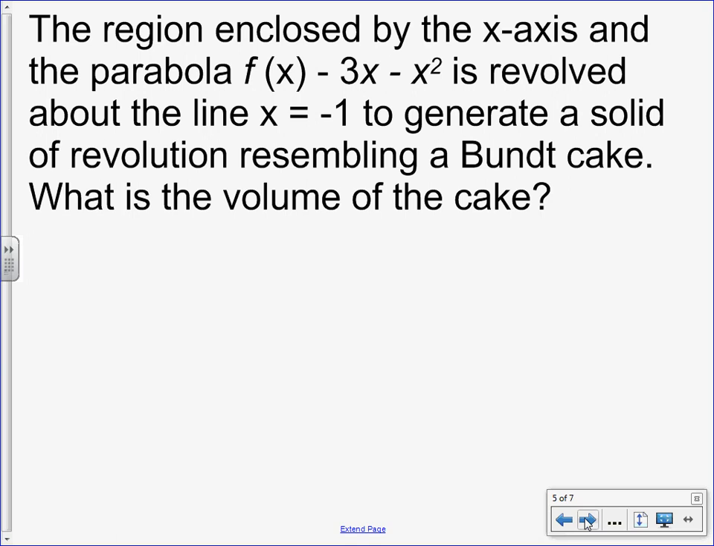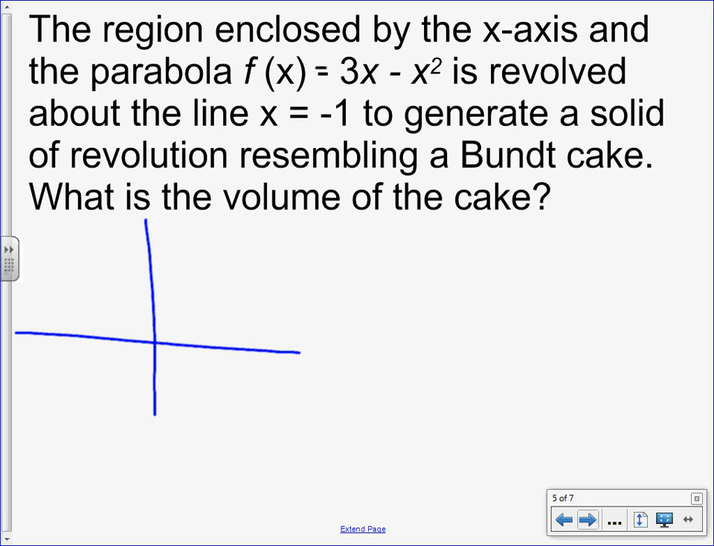All right, the region enclosed by the x-axis and the parabola f of x equals, that's unfortunate, 3x minus x squared is revolved about the line x equals -1 to generate a solid of revolution resembling a bundt cake. What is the volume of the cake? All right, 3x minus x squared, what does it look like? It's an upside down parabola intersecting the x-axis where?